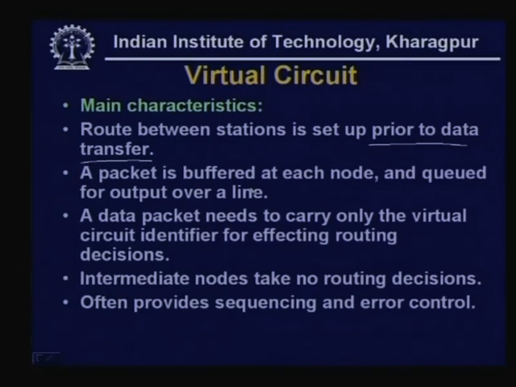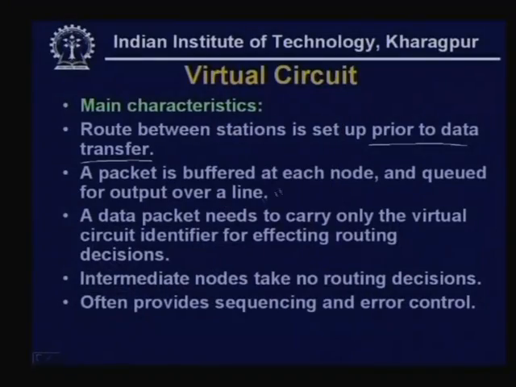A packet is buffered at each node and queued for output over a line. That means here, just like message switching, the packets are also buffered, but since the packets are of smaller size, they do not monopolize the buffer. They do not occupy larger storage, and also do not take long transmission time. As a consequence, the link is also not monopolized.